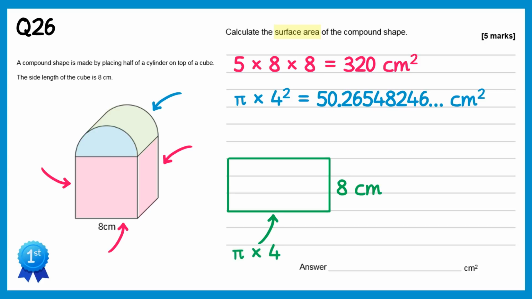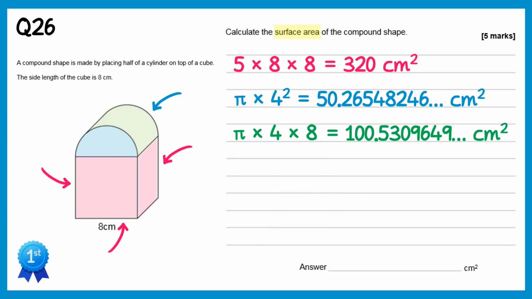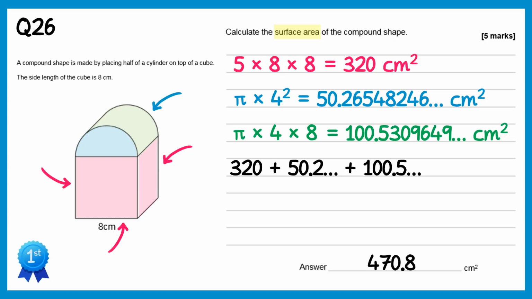So to find the area of this rectangle, we multiply pi times 4 by 8. If we do pi times 4 times 8, we'll get this number. So now all we need to do is add up our surface areas to get the total surface area. So 320 plus 50.2 and so on, plus 100.5 and so on, we'll get the answer 470.8 centimeters squared.